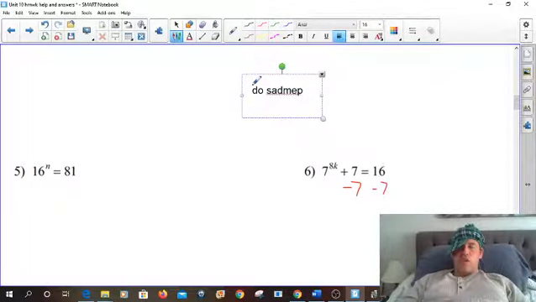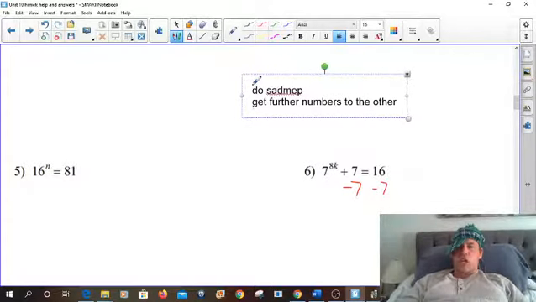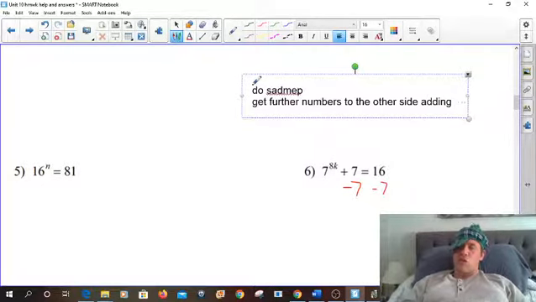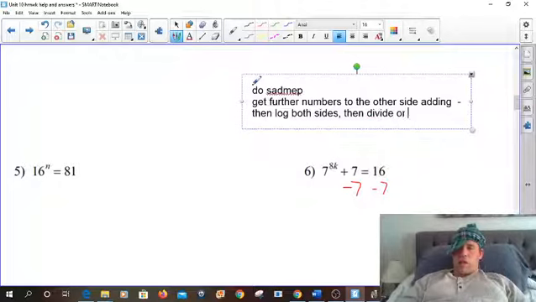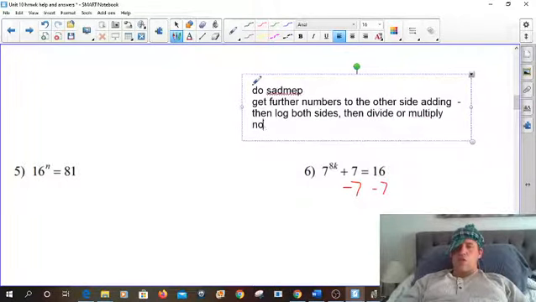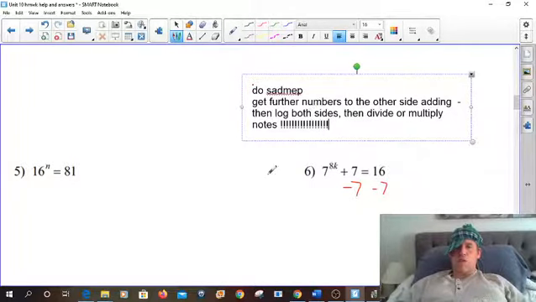So we're going to get the further numbers to the other side, which means adding and subtracting first. Awesome. Then log both sides. Then divide or multiply. So there are some steps or notes to help you there. Awesome. You can write that down if you want to.